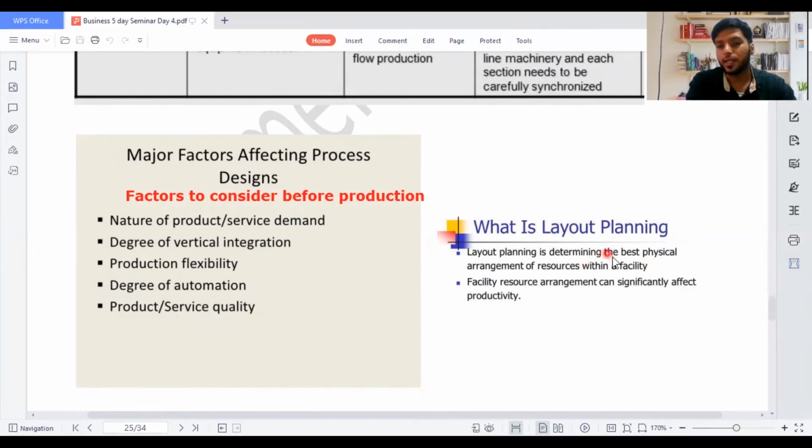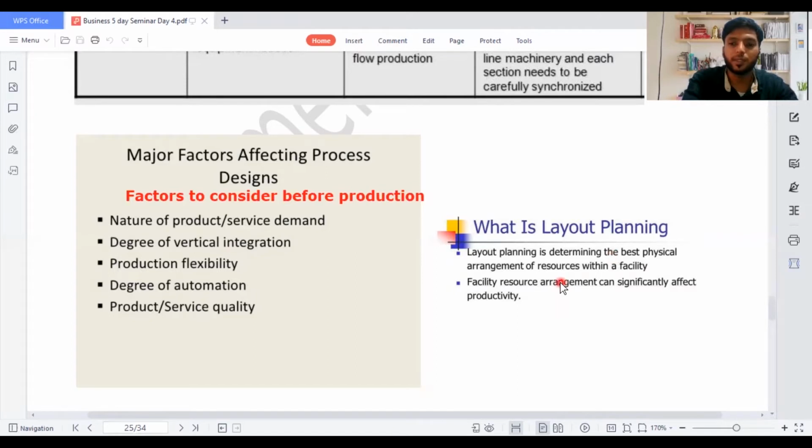So what is layout planning? Layout planning I taught you in warehousing, in chapter number 10. Layout is like, if you take one particular premises, how you're going to put those resources into that premises is known as layout planning. Premises means buildings. In the building, where the cupboard should come, where the department should be, how the work is carried out, everything is discussed under layout planning.